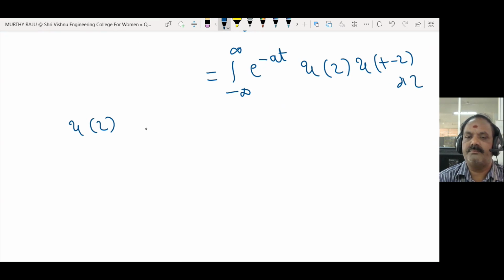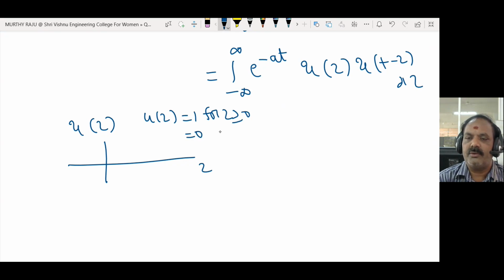U of tau, on the tau axis. The value of u of tau is 1 for tau greater than or equal to 0, and 0 for tau less than 0. This one has value 1, u of tau.